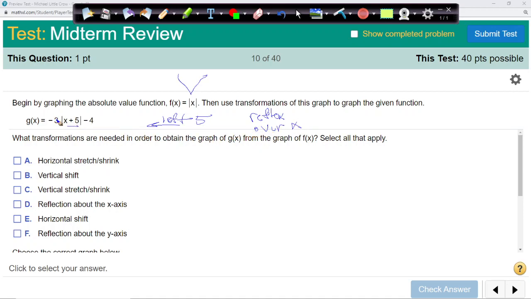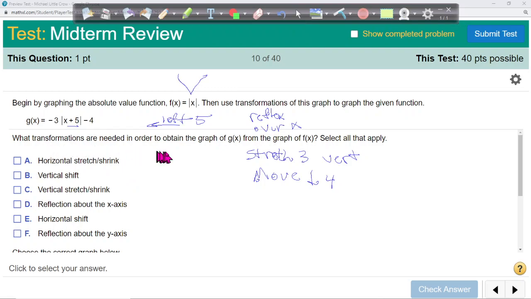and this 3, since it's on the outside, it's going to stretch by 3. And since it's on the outside, what stretch? It's a vertical stretch. And then finally, we've got this -4, so it moves down 4. All this stuff's going to happen. Down 4. Okay, so let's see what happens.